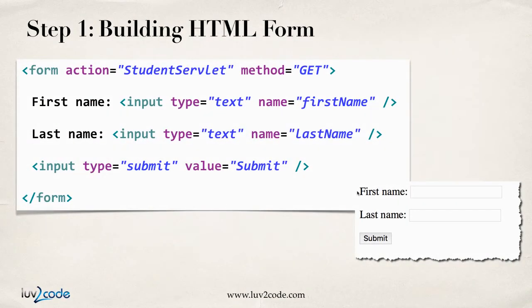So the first step is building the HTML form, and we've seen most of this before. We start off with our form, and now the action equals student-servlet. That's the name of the servlet that we're calling. And then we set up method equals get, because we want to make use of a get request to that servlet. Then from there, we simply set up the HTML form fields. So we set up a first name field, a last name field, and also a submit button.